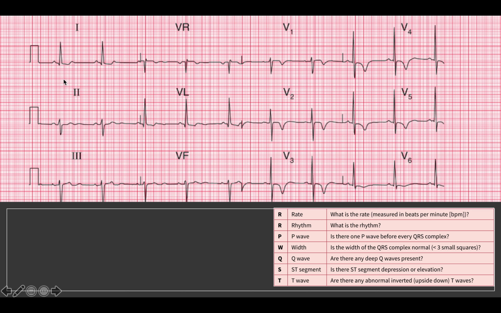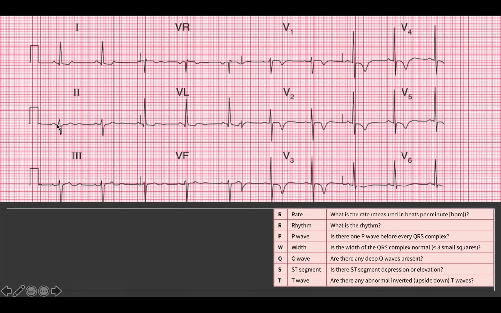With this, what is the rhythm like? The rhythm is 1, 2, 3, 4, 4.5, 5. It's fairly constant, 1.5, 2, 2.5, 3, 3.5, 4. Yep, it's safe to say this person has a regular rhythm. It's a sinus rhythm because you can see a P wave preceding every QRS complex in all the different leads. What about the width of the QRS? It's roughly 3 boxes, so it's normal.